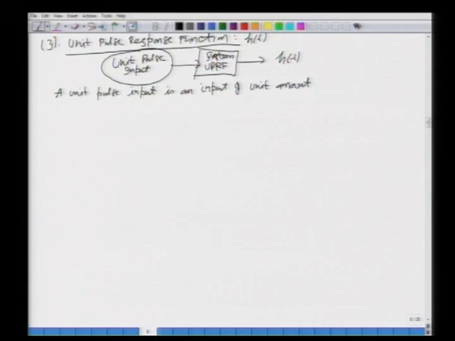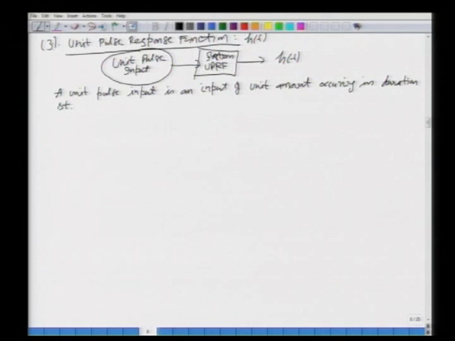All right. So, a unit pulse input is an input of unit amount occurring in duration delta t. Okay. We are saying duration delta t means what? It is occurring in certain finite duration delta t. It may be 1 hour, 2 hour, 3 hours and so on. It is not infinite small, it is not extremely small. So, it is not instantaneous. All right. It is certain duration of rainfall. Okay. So, this is your definition of the unit pulse input.